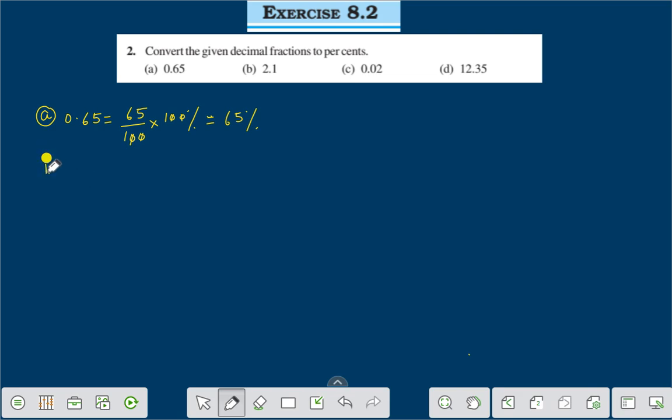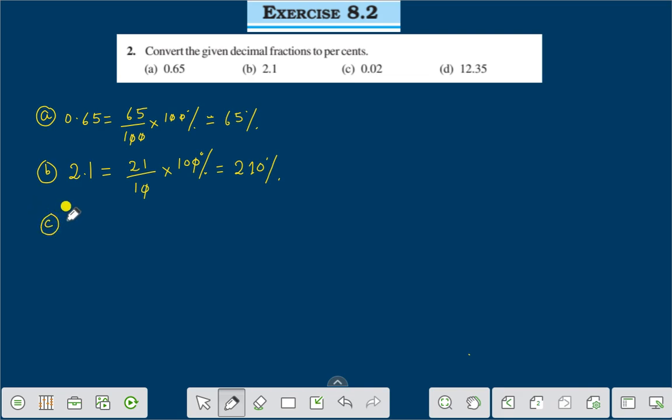Number B is 2.1. 2.1 can be written as 21 by 10 into 100%. This 0 and this 0 should be cut. Therefore, we are getting 210%.